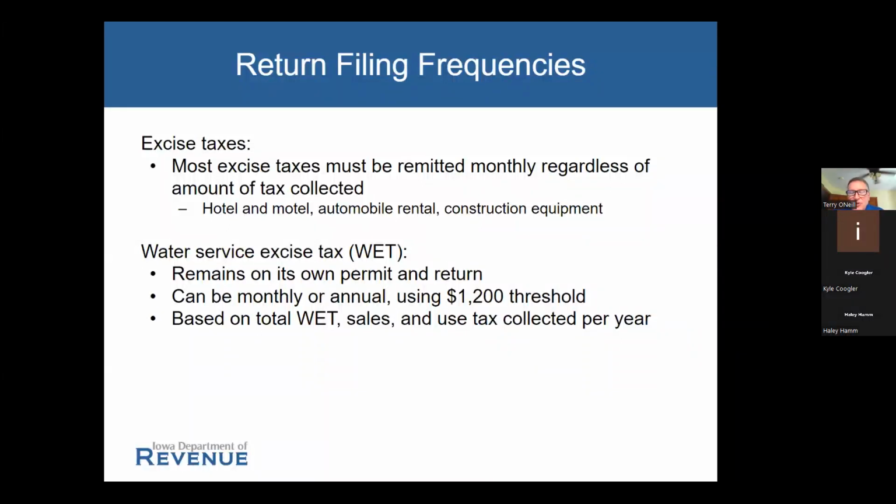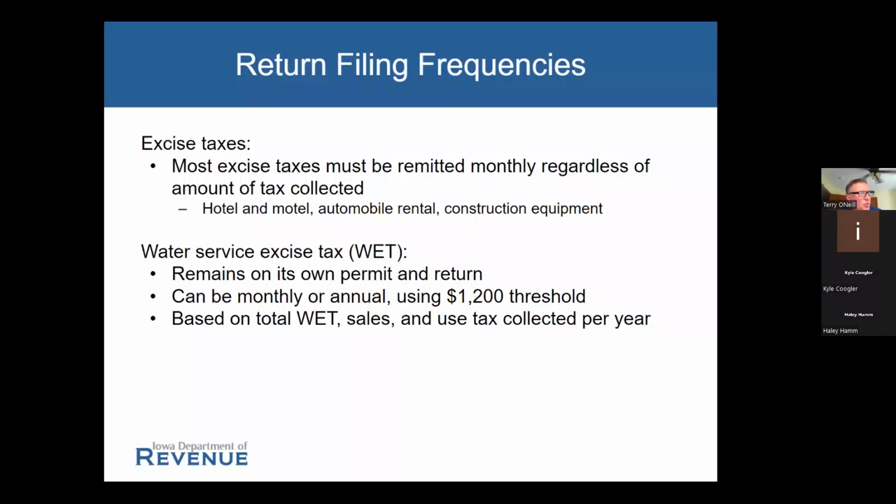Still talking about return filing frequencies. When do people have to file with us? Well, if you are asking about an excise tax, and what's an excise tax? Hotel motel tax is an excise tax. Automobile rental tax is an excise tax. And so too are those that sell certain types of construction equipment. Those are excise taxes, and most of those have to be remitted on a monthly basis. Doesn't matter the dollar amount, they have to file and remit the tax on a monthly basis.